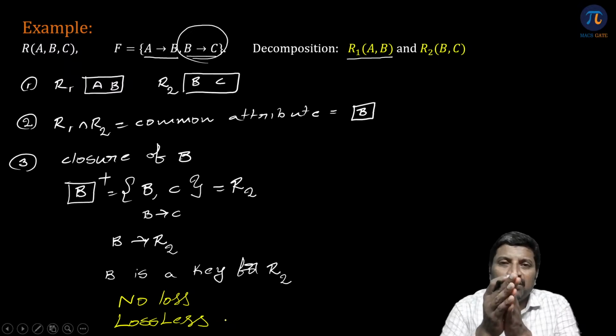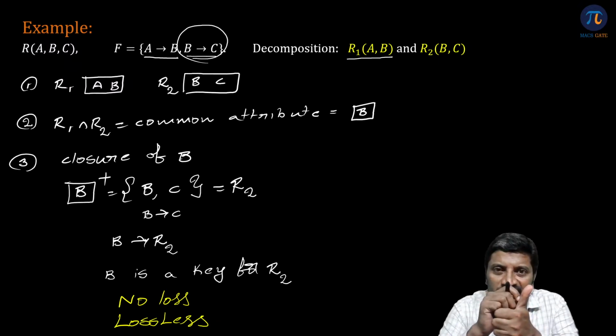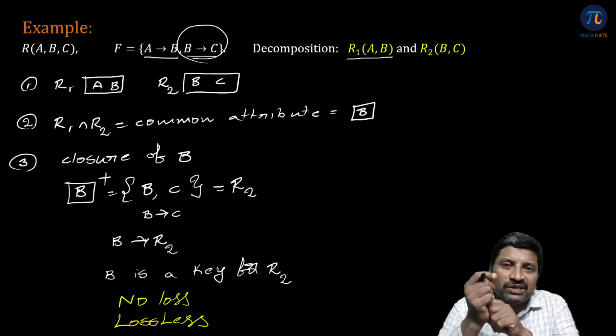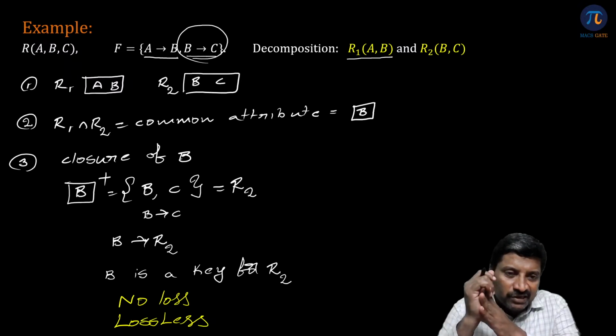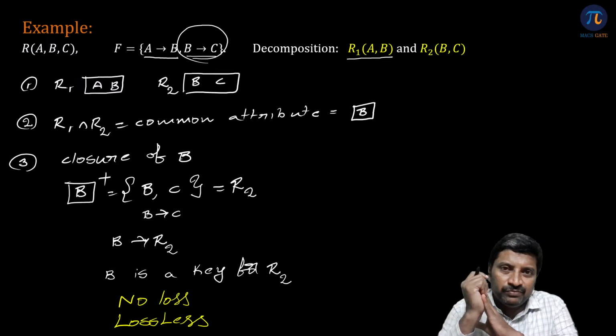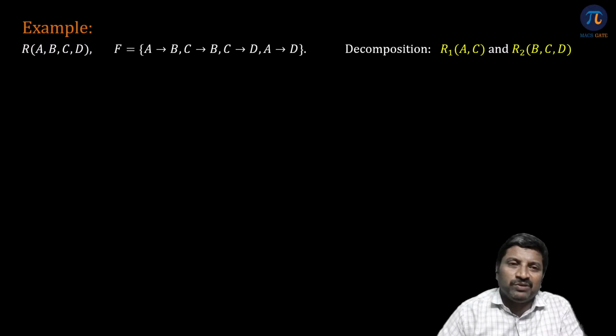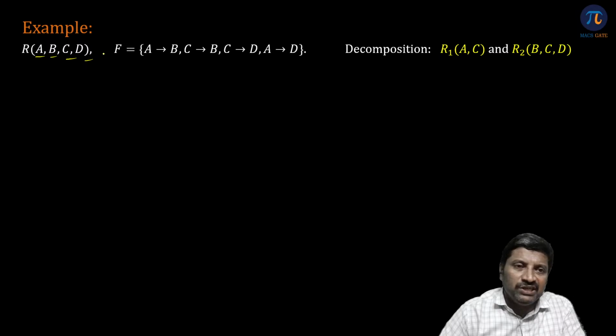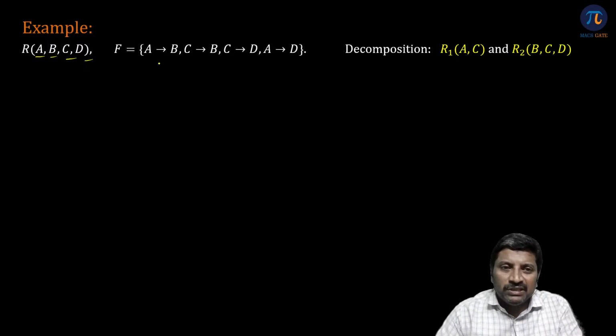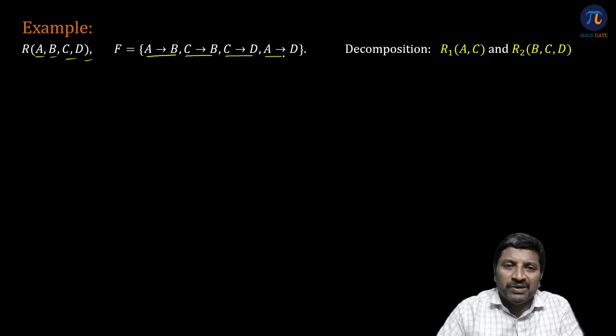Hope you understood. What are the main two steps, sir? Identify the common attribute. The second step is find the closure. If the closure contains all the attributes of either the first relation or the second relation, then it will be lossless. Am I clear, sir? Let us do one more example. Suppose we have a relation A, B, C, D with four attributes. Then functional dependencies: A implies B, C implies B, C implies D, A implies D.